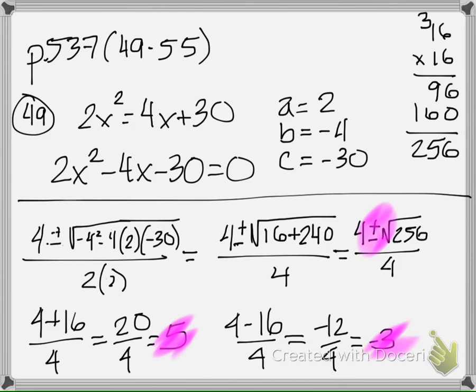Let me go ahead and help you out with another problem in this set. You had to go all the way up to 55, so let's go ahead and do that one together. So if you need to copy this down, hit pause. So here's problem number 55. 55 says I have x squared minus 2x equals 3.